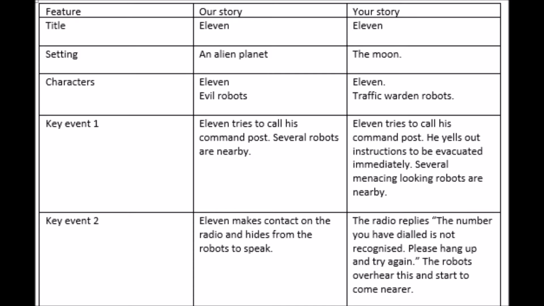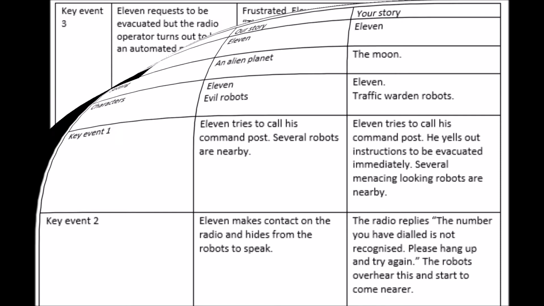And then key event number 1. Originally 11 tries to call his command post and several robots are nearby. I've changed that ever so subtly. 11 tries to call his command post. He yells out instructions to be evacuated immediately. Several menacing looking robots are nearby. For key event 2, originally 11 makes contact on the radio and hides from the robots to speak. I've changed that a little bit to the radio replies, "The number you have dialed has not been recognised. Please hang up and try again." The robots overhear this and start to come nearer.